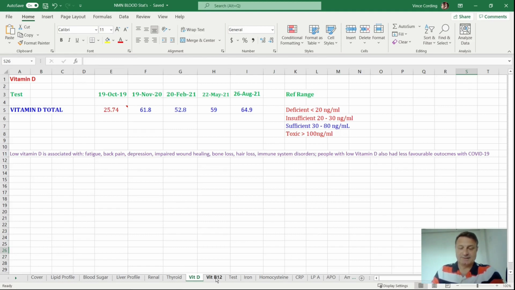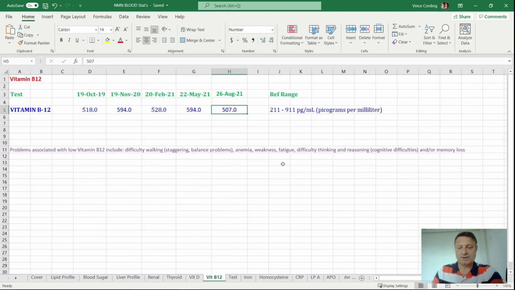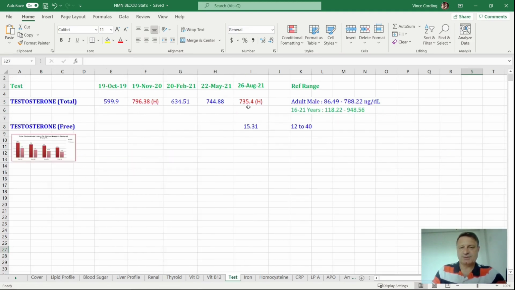So vitamin B12, again, no issues with vitamin B12, well within range. Moving on, let's take a look at my testosterone. You can see here that it's high again, 735. That said, it was 744 last time and was classed as being within range.